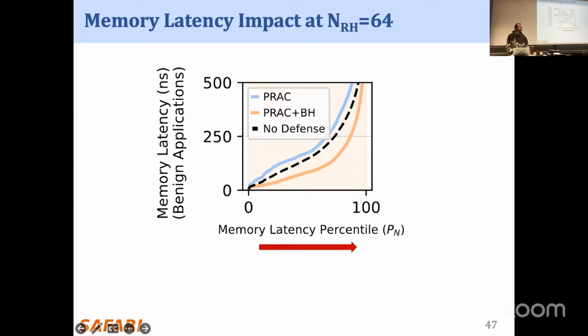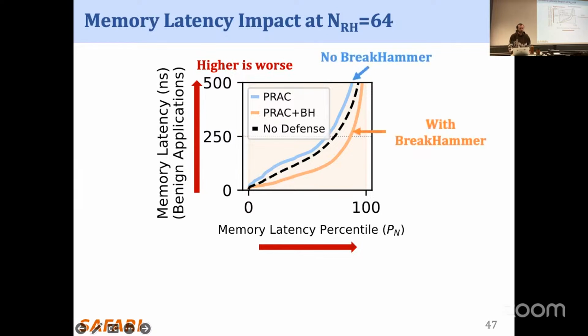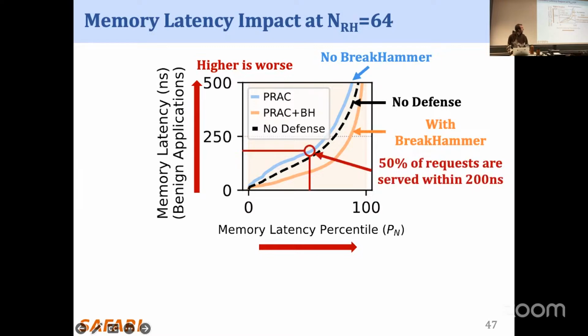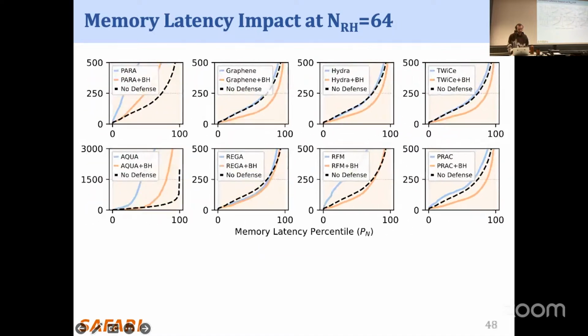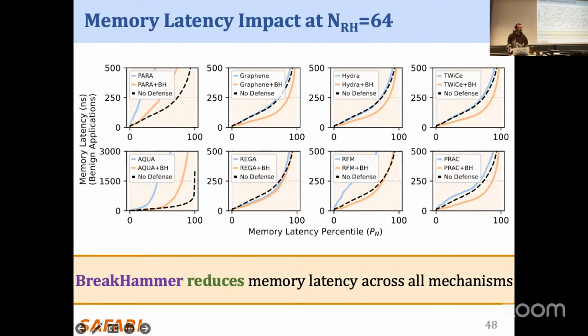We evaluate the reduced preventive action count's effect on memory latency. Here, the x-axis is the memory latency percentile. The y-axis is the memory latency of benign applications in nanoseconds. The blue line is the system without BreakHammer, and the orange line is the system with BreakHammer. Here we also have a dashed black line that shows the system with no RowHammer defense. As another example to read this figure, this point on the blue line means that 50% of requests are served within 200 nanoseconds when the system has PRAC. Across all of our results, we see that BreakHammer significantly reduces memory latency across all mechanisms.